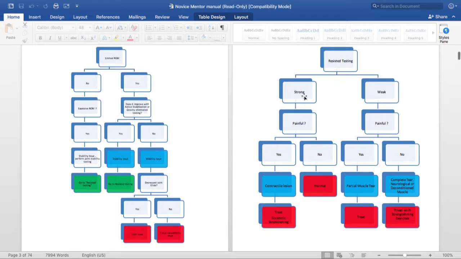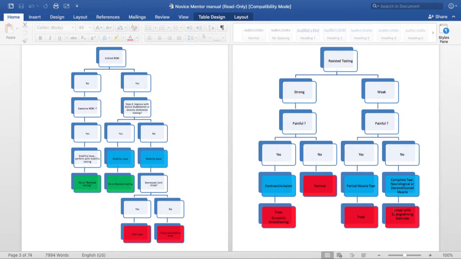Is it strong? Strong and painful, yes. Then it's contractile. Treat it with some type of specific exercise, be it eccentric strengthening. We'll talk more about medical exercise training, or MET. What if it's strong but it's not painful? Then that's normal. What if it was weak and painful? Yes. Then there's probably some type of partial muscle tear or strain. Treat appropriately. If it's not painful but it's weak, it could be either a tear or just a deconditioned muscle.